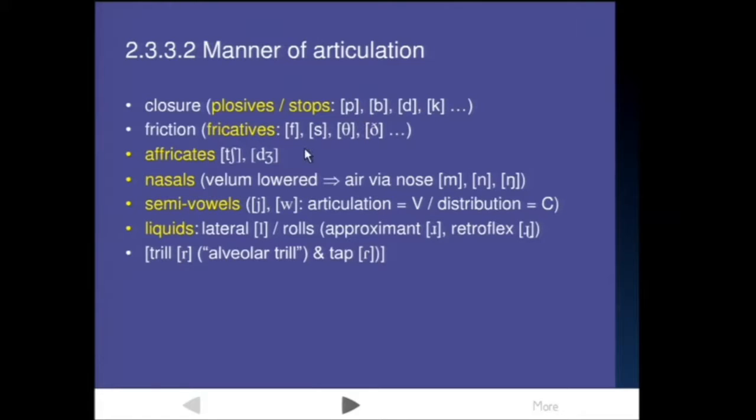Now, as I already said, you can't just stop off the airstream completely. You can also block it in a way that causes obstruction and friction. Take, for example, f. The air isn't stopped completely. There's continuous airflow throughout the mouth. But it's stopped in a way that gives you those so-called fricatives, a friction.